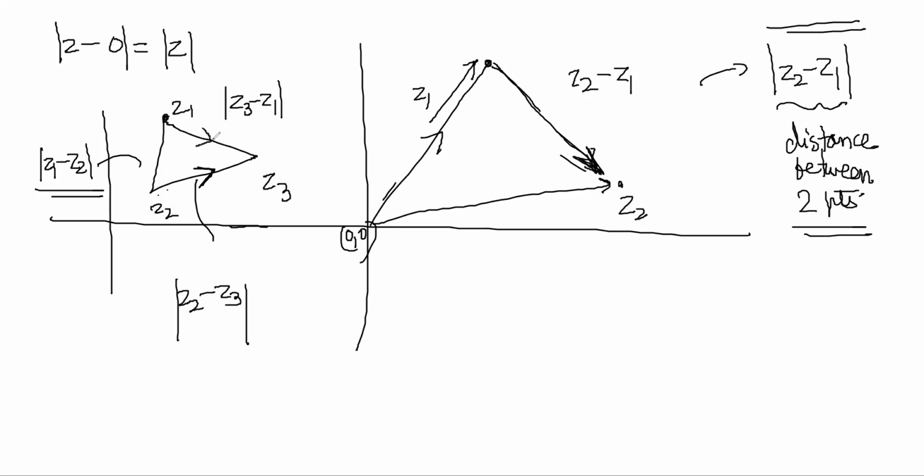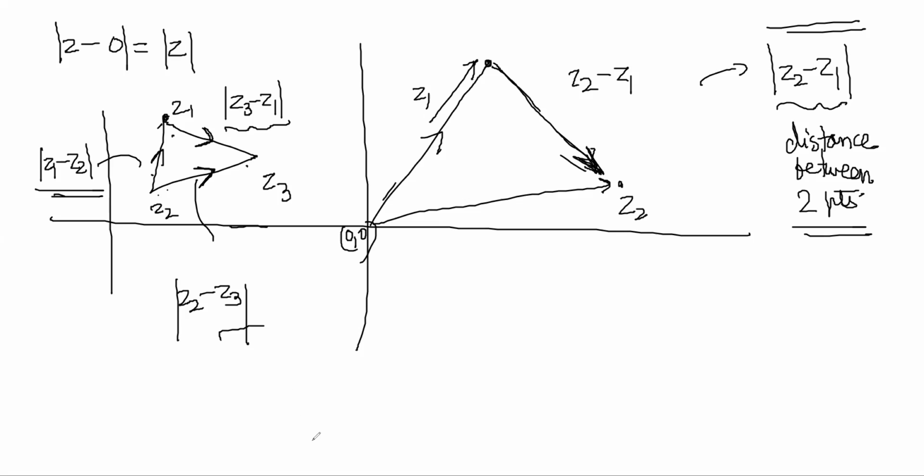If I'm writing this vector, I should write z3 minus z1. If I'm writing this vector, I should write z1 minus z2. If you write arrows differently, the vector order will matter. However, distance doesn't matter, so this is fine, this is fine, this is fine. So distances are sorted.